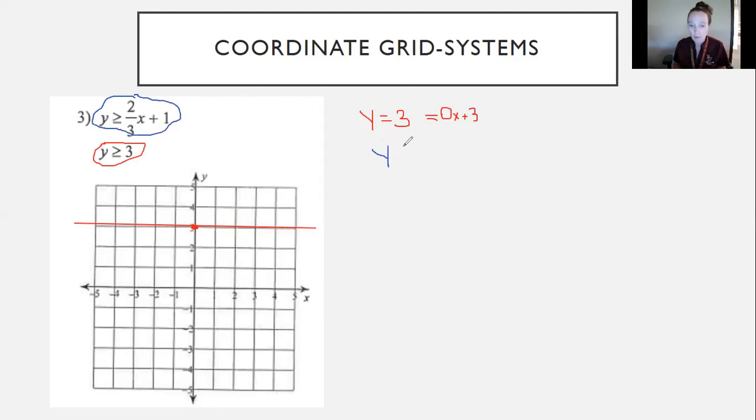And I'm going to just write it y equals 2/3 x plus 1. Okay, so remember, take the inequality out, don't worry about it, and let's just plot this one. So this one means I have a y-intercept at 1, and my slope is up to the right 3, or I could go down to the right 3. Okay, that's what that means, up to the right 3.